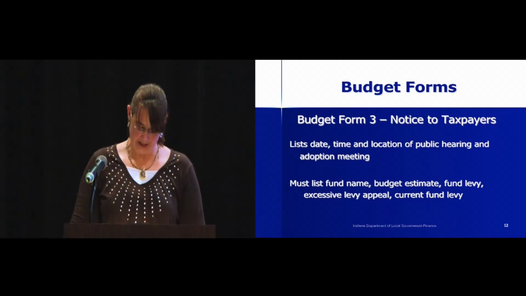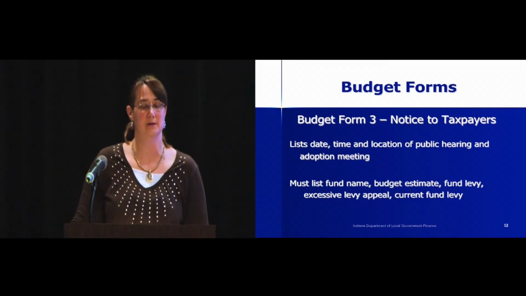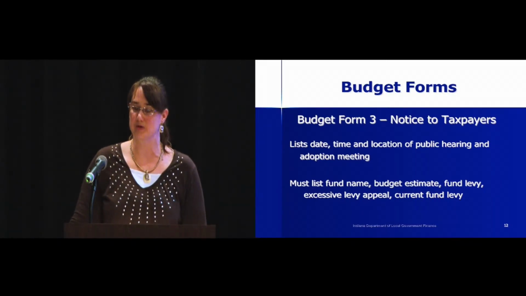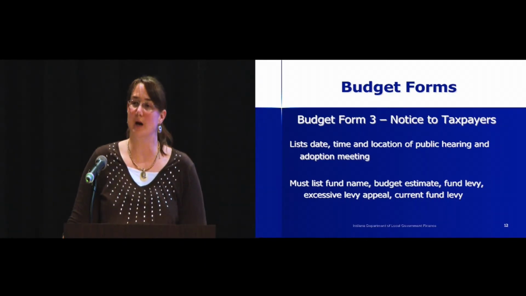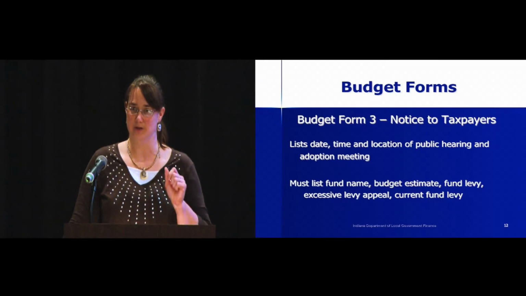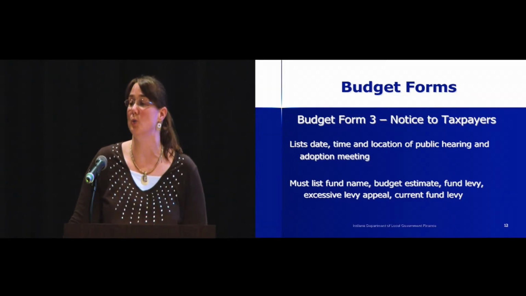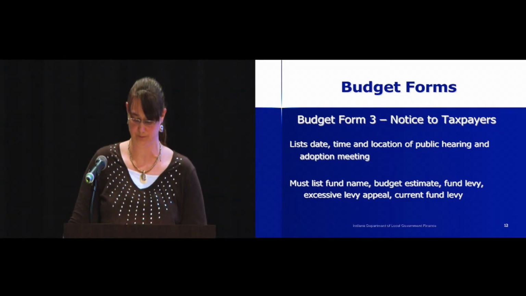On the Form 3, you will have the list of dates for both your public hearing and your adoption. You do not advertise those separate. It's all in one ad. On the Form 3, you will also list the funds, the budget estimate, the levies, and if you're doing an excess levy appeal, along with the current levy.